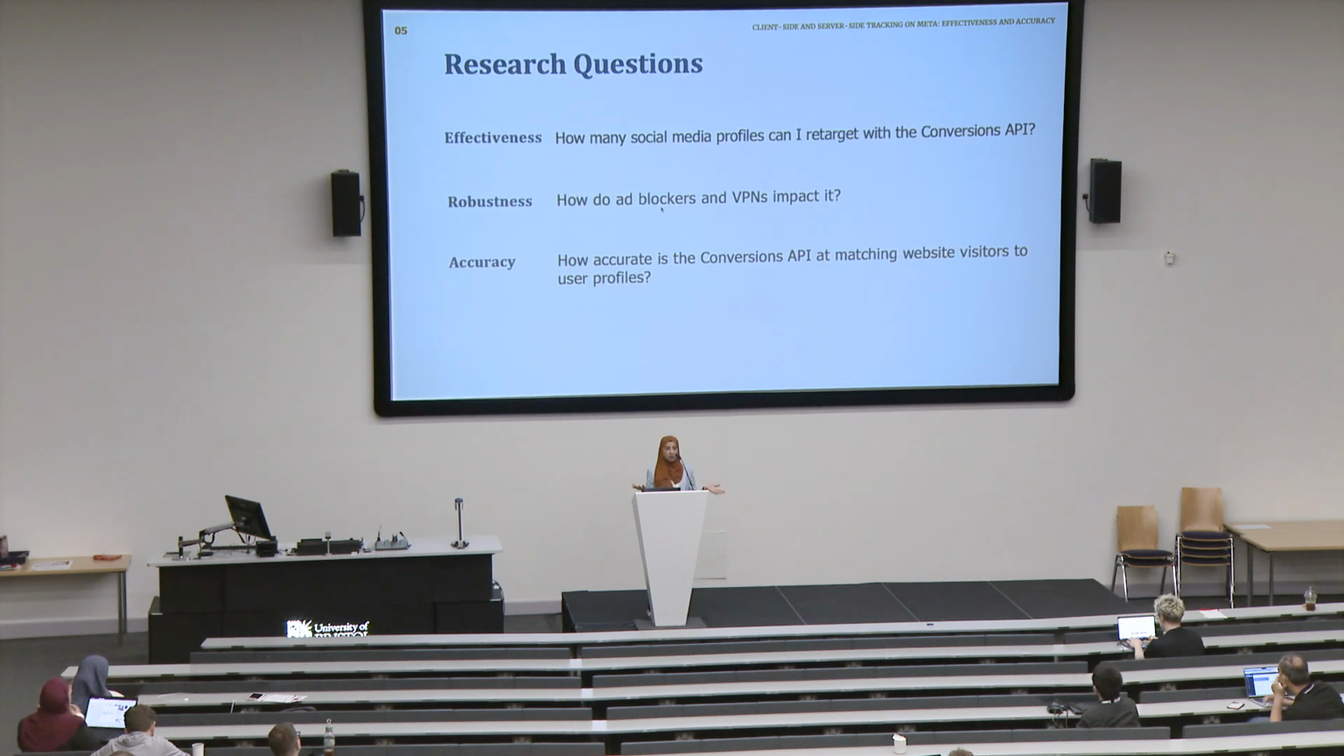So we had a set of experiments, and we wanted to test three things mainly. First of all, the effectiveness. That means that we wanted to know the number of social media profiles we will be able to target with the Conversions API data, which includes, again, IP addresses, user agents, and IP-based geolocation data. The second thing that we want to see is how robust is this technology when it's facing ad blockers or VPNs, things that we know traditionally block the pixel. And then the third thing that we want to see is the accuracy. If I'm only using IP addresses and user agents, how accurate is the matching going to be?